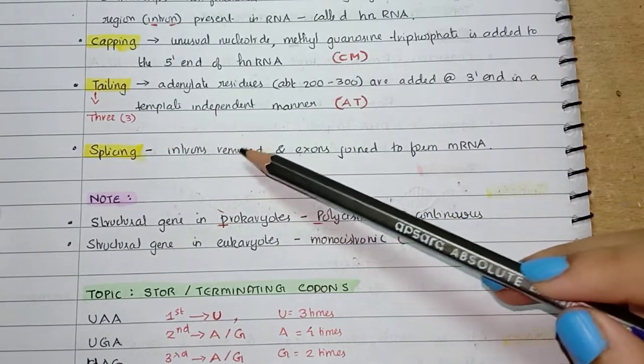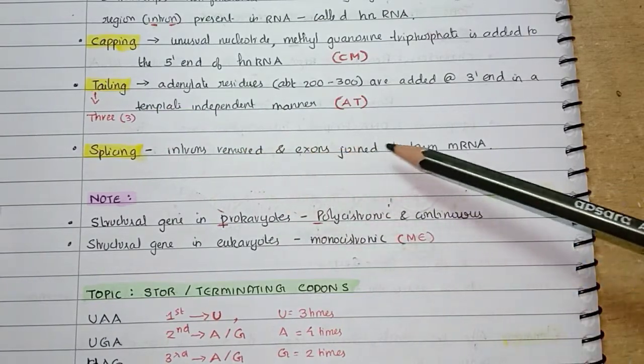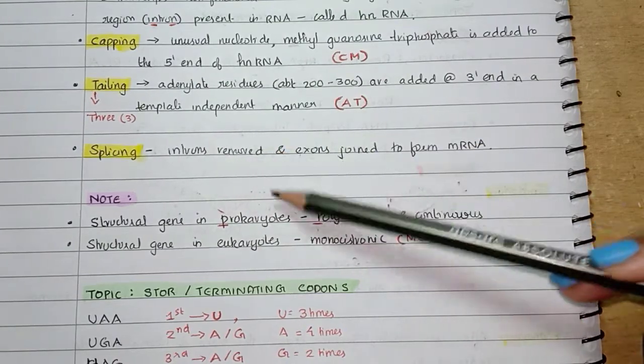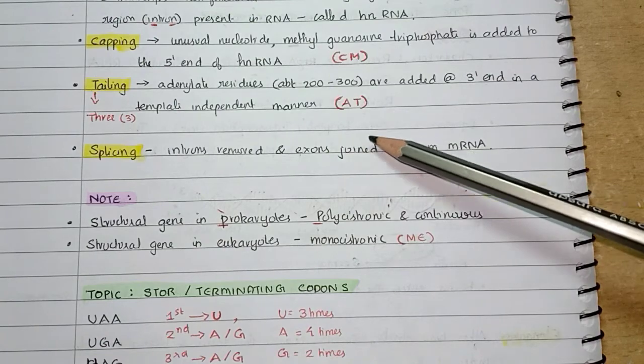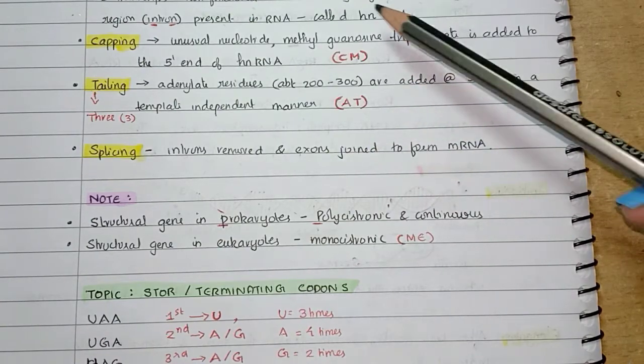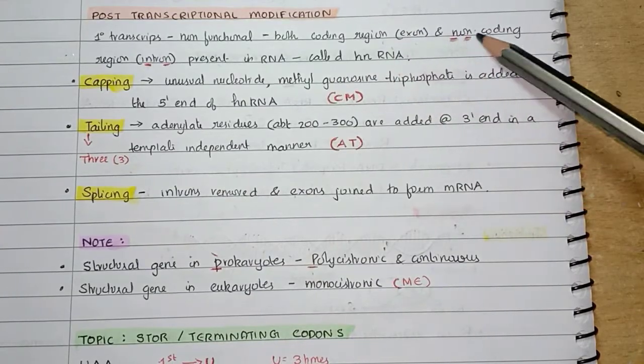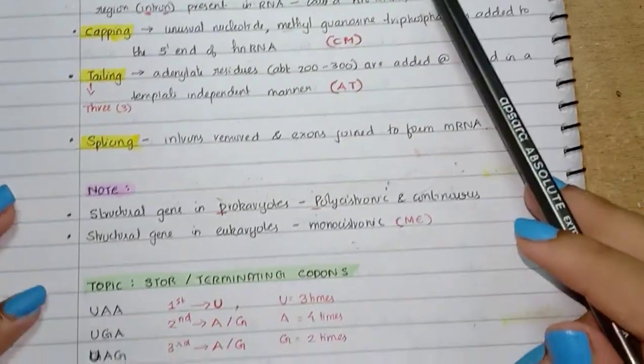Next is splicing, that is introns are removed and exons are joined to form mRNA. In splicing, introns are removed and exons are joined. So we want to make it coding, right? So that's why these coding regions, that is exons, are joined and these non-coding introns are removed.